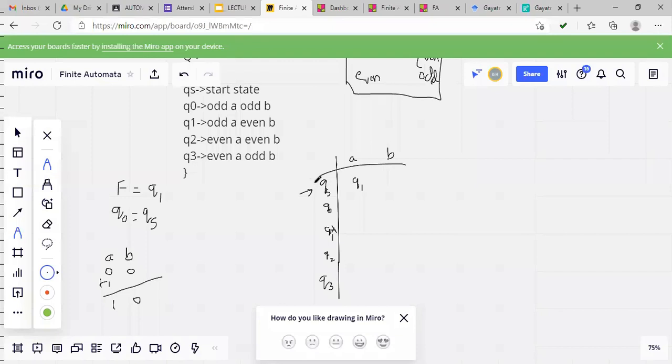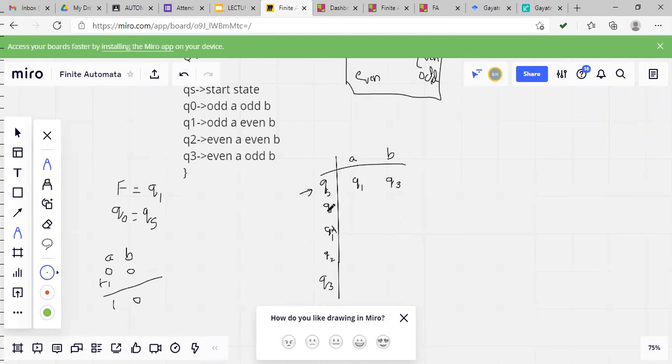So now this is the start state. We have nothing and we read 1B. So 0A and 1B, what is it? This is even and this is odd, and it is Q3. So go to Q3. I hope you are able to understand.